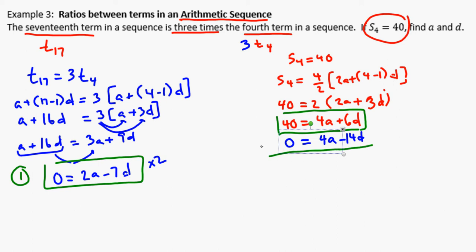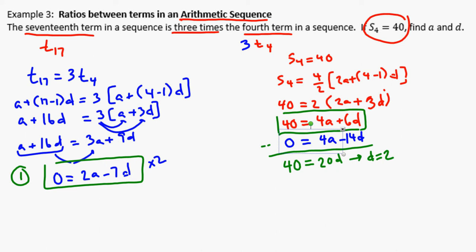Since they are the same sign, and since I'm doing arithmetic, I'm going to subtract here, not divide. So 40 minus 0 is 40. My A's, woohoo, are gone. And here I'm going to get 6 minus negative 14 is 20, so 20D. So what does that mean? D is equal to 2.